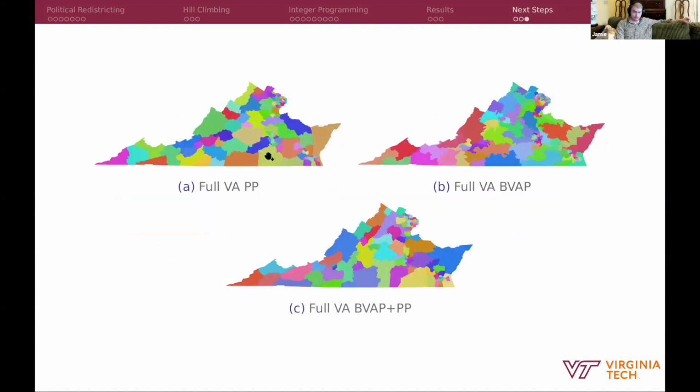Here we have the full Virginia. So the hill climbing is capable of running full Virginia in a reasonable amount of time. I don't remember the exact runtime, but we have the same kind of idea. Here's just compactness. Here's just BVAP, and here's both of them. We can see some more stringy gerrymander-looking districts in here.